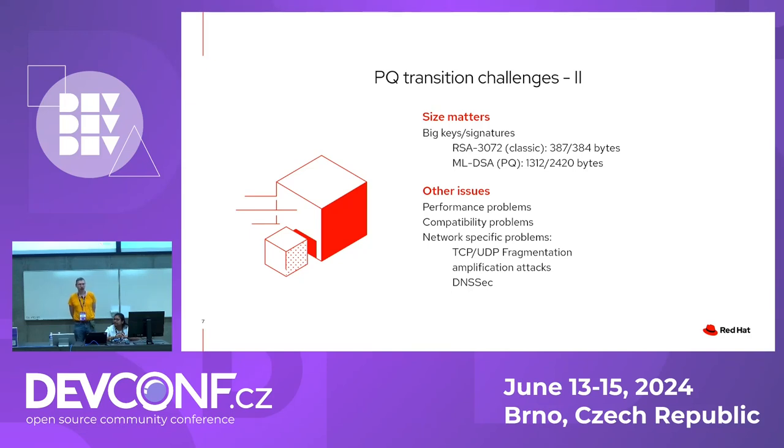Network specific problems include not only fragmentation, but also, especially for UDP based protocols, post-quantum cryptography will be great for organizing amplification attacks. So network engineers are already expecting some of them. And for example, for such a popular but personally not loved by me protocol as DNSSEC, there is currently no post-quantum solution at all.